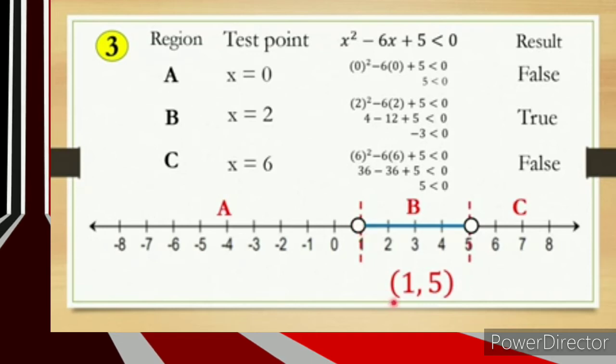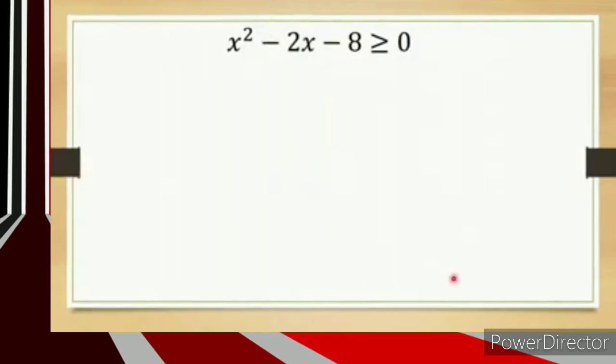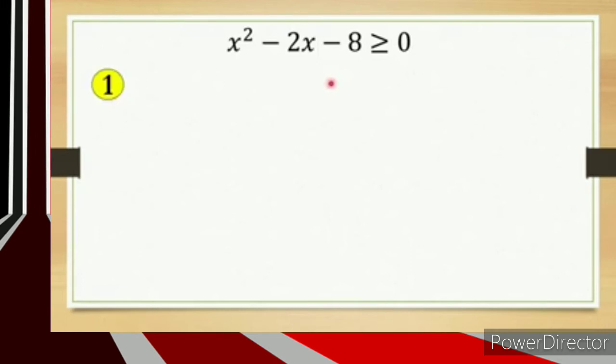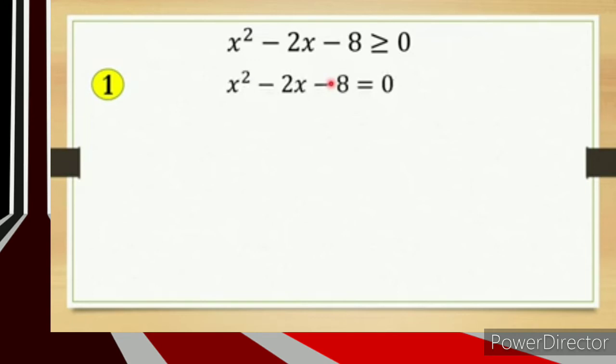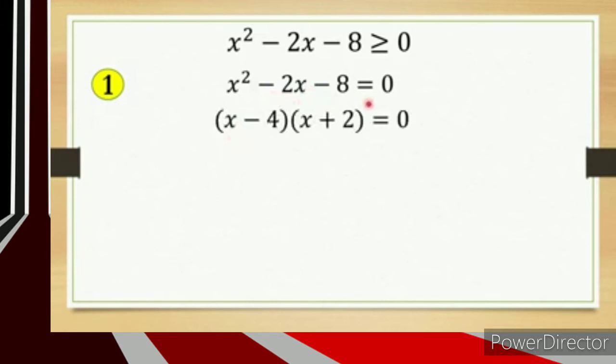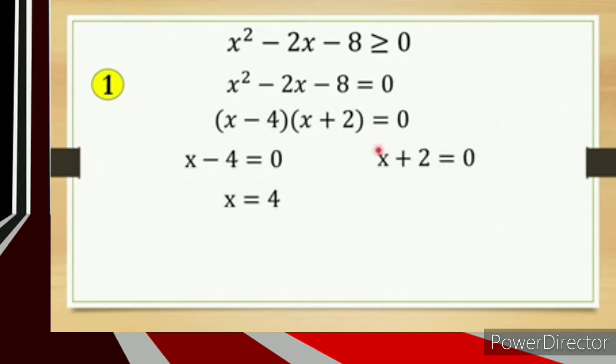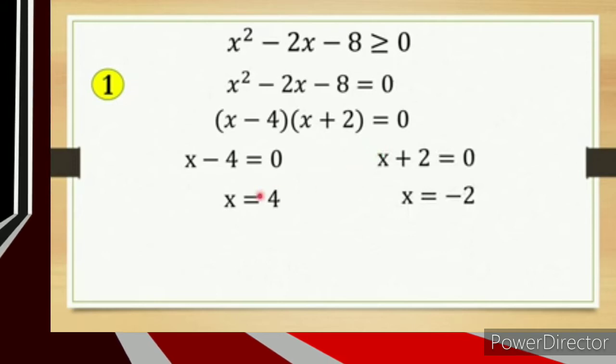Alright, let's try another example. So the given inequality is x squared minus 2x minus 8 is greater than or equal to 0. Step 1, we will write the given into a quadratic equation. So, x squared minus 2x minus 8 equals 0. Then factor out. So x minus 4 times x plus 2 equals 0. Set each factor equal to 0. Then, simplify. So the values of x are x equals 4 and x equals -2.